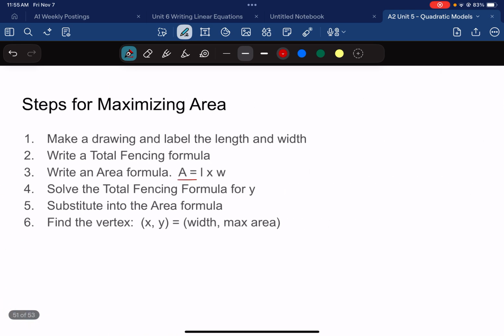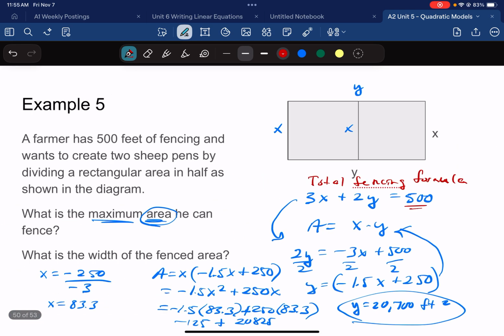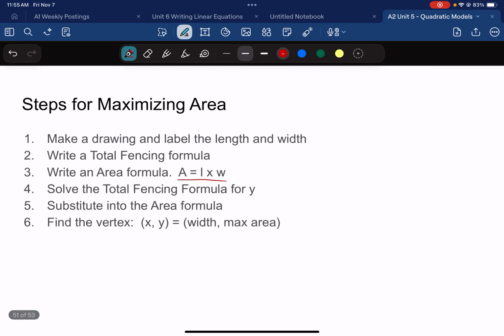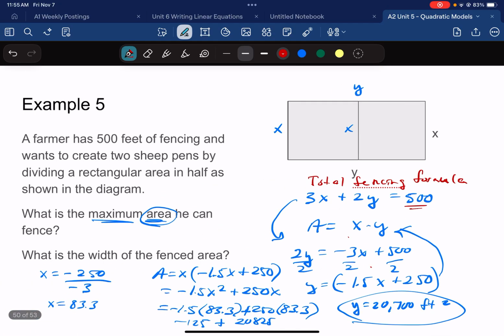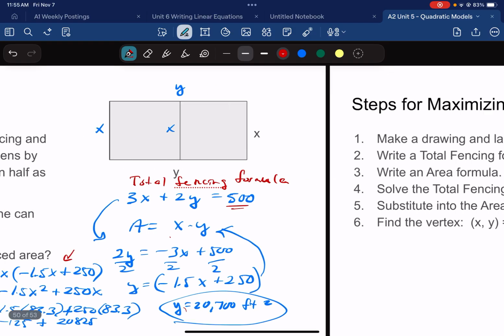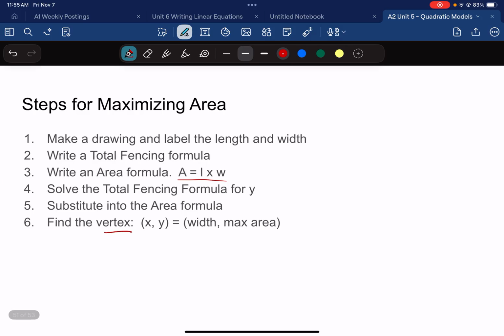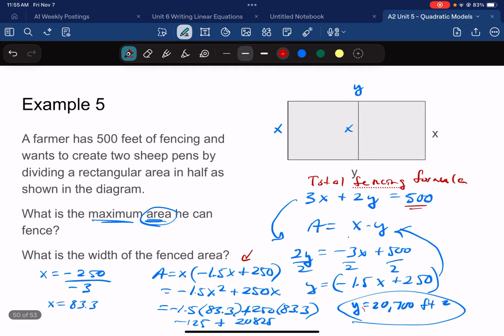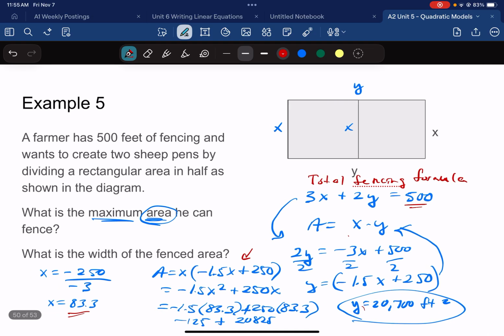Well, then we wrote our area formula. Area equals length times width. So that's right here. Area equals x times y in this case. And then we solved the total fencing formula for y. So we took this equation here and solved it for y. And then we substituted it back into the area formula right here. And then we found the vertex, the x and y coordinates, where x is the width of the field and y is the maximum area. Okay, so that's what we wanted, was the y value.